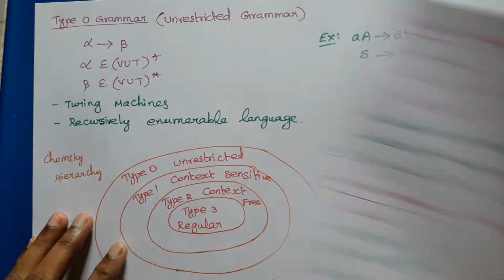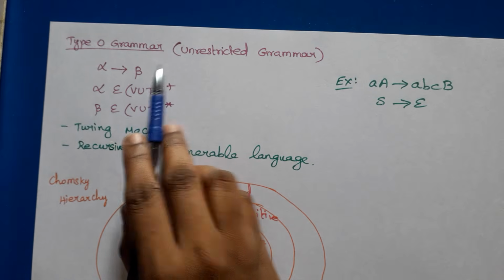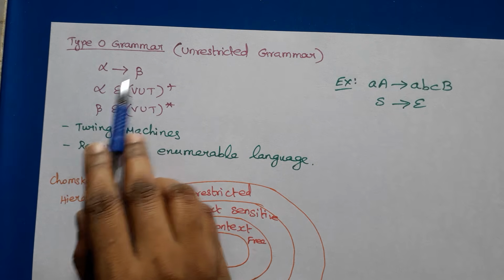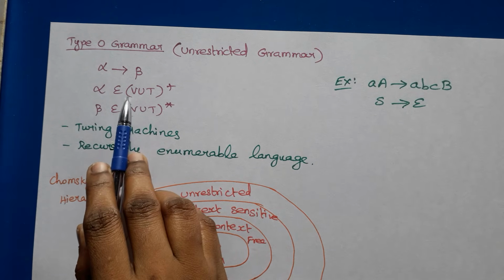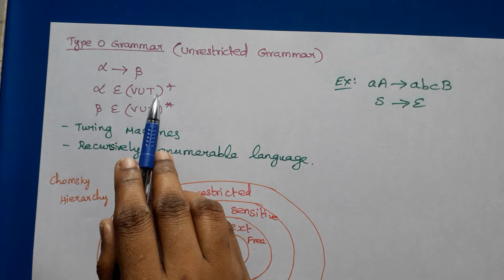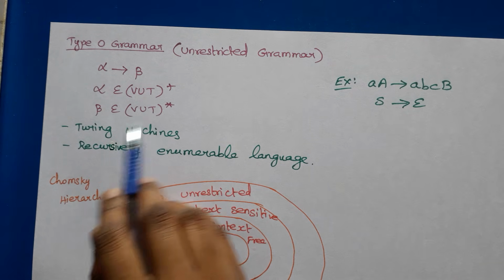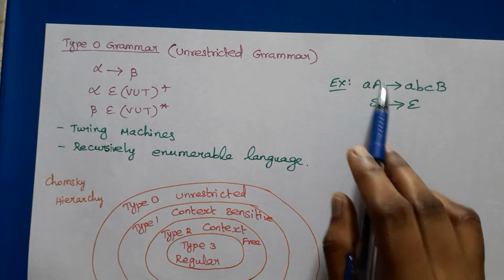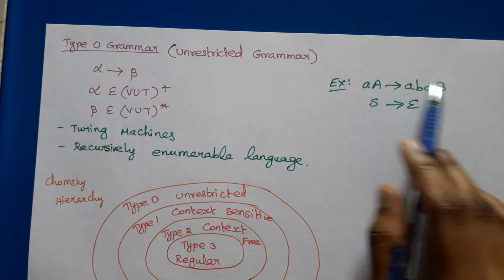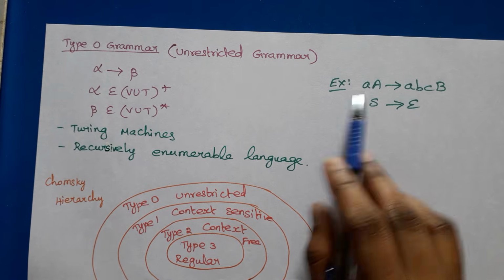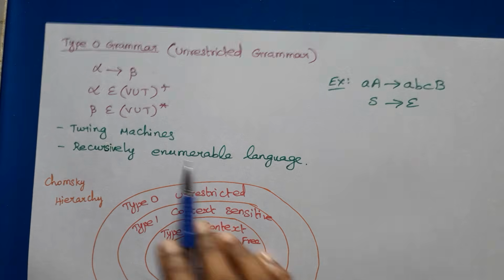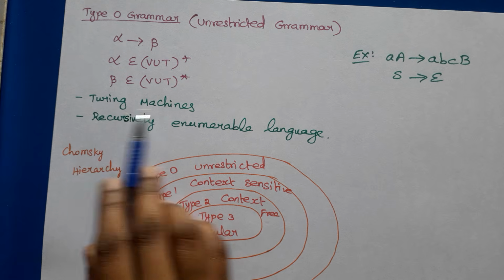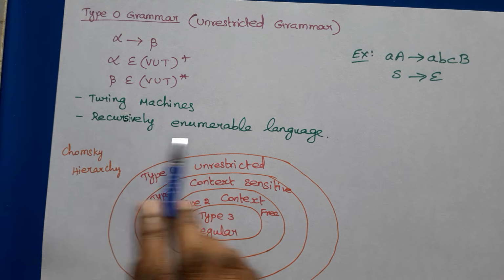Then the final one is type 0 grammar. This is unrestricted grammar. There is no restriction here. All the productions are in the form alpha tends to beta, where alpha is one or more terminals or non-terminals, but beta means any number of terminals or non-terminals. So epsilon is also allowed. So here any number of terminals and non-terminals tends to any number of terminals and non-terminals, but on the left side at least it should contain one symbol. Then the mathematical model is the Turing machine, and the language generated by this grammar is recursively enumerable language.